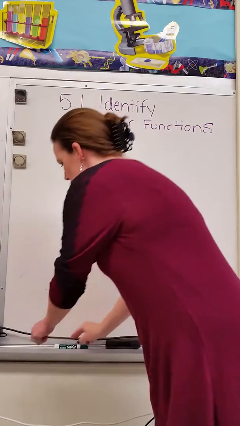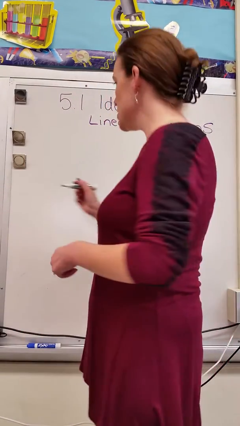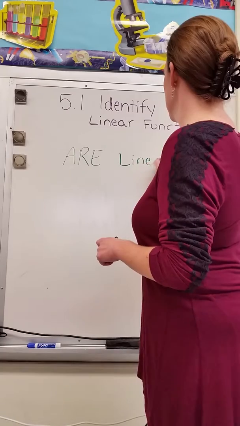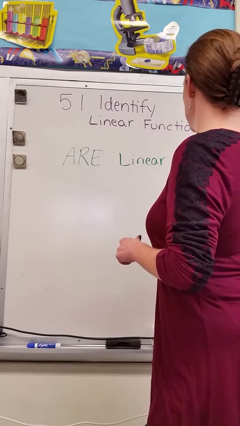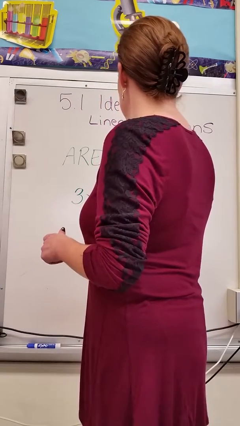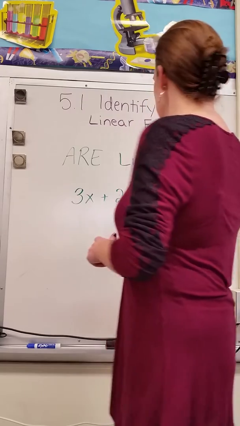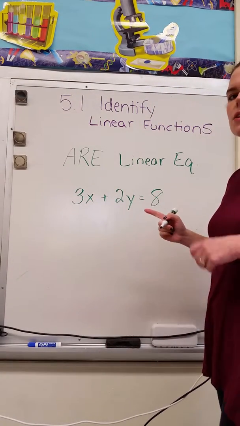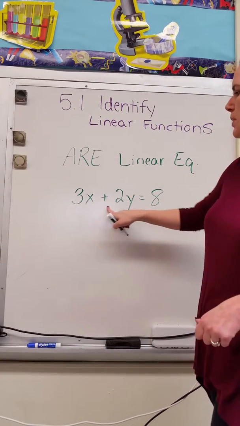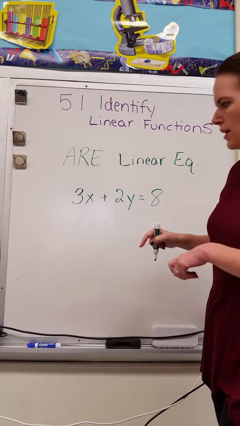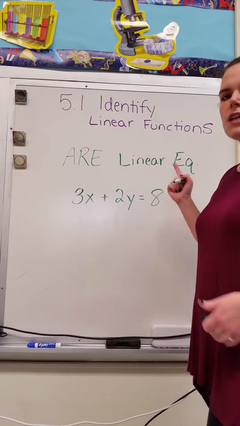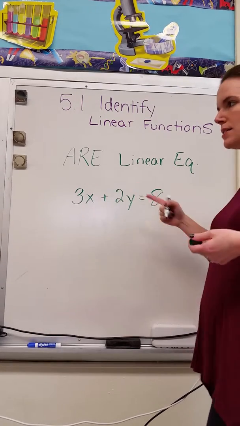Just a couple quick examples of what are linear equations. That would be if you had 3x plus 2y equals 8. That's a linear equation. You can see that not only is that a linear equation, it's in that nice standard form where you have ax plus by equals c. They don't have to be in standard form to be a linear equation. They just have to be able to be rewritten in this standard form.